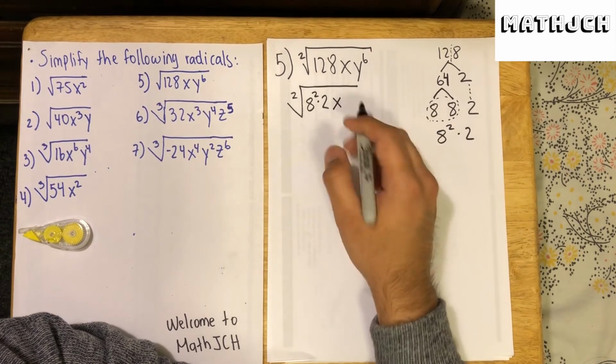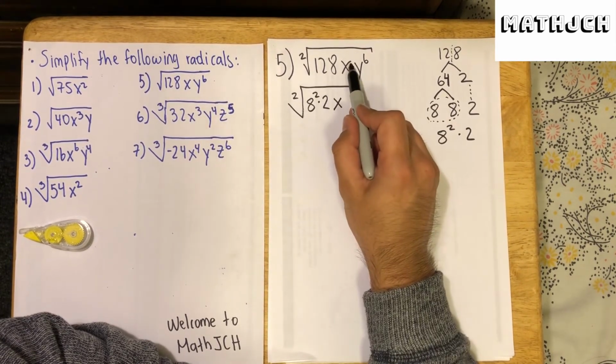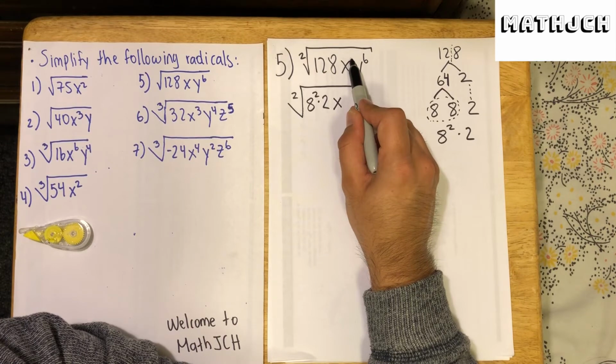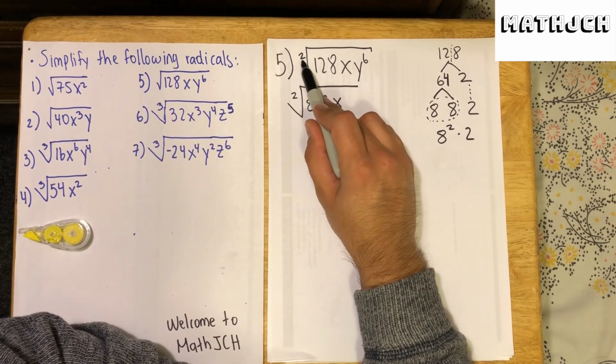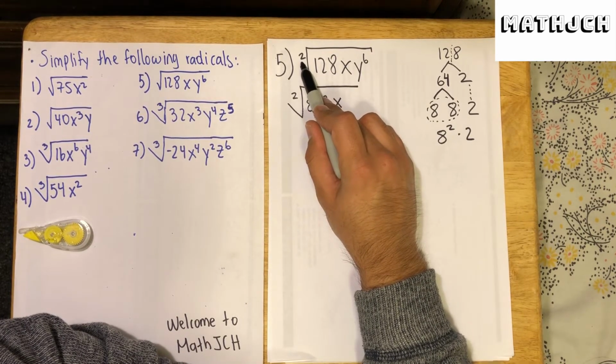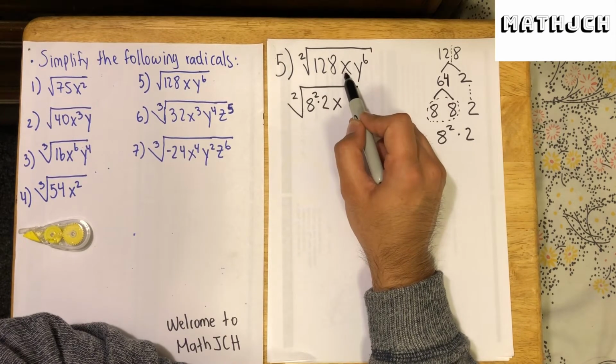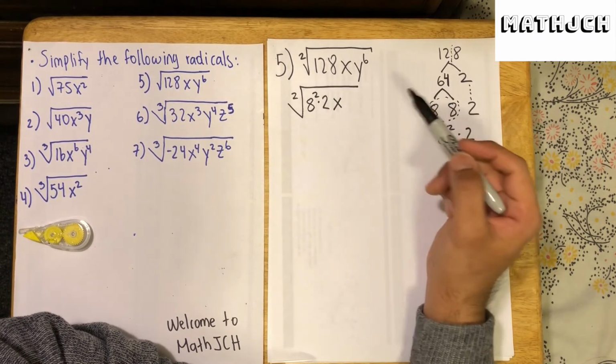Bring down the x, and the power of x is 1, which is less than the index, so that one is not going to be simplified. So x will be stuck inside the radical.